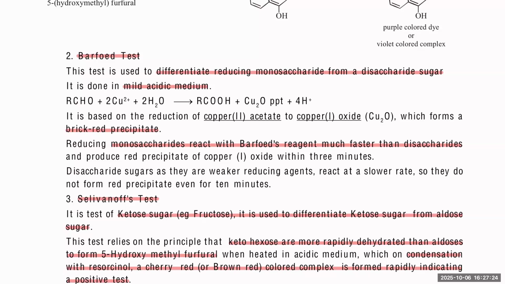See, how we are differentiating disaccharides and monosaccharides is based on the speed. If it is a disaccharide, it will take more than 3 minutes, so 10-15 minutes like that. But if it is a monosaccharide, within 3 minutes we will get the precipitate. That's how you differentiate whether it is a monosaccharide or disaccharide. Okay, clear, beta?